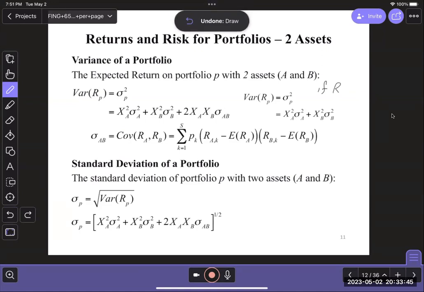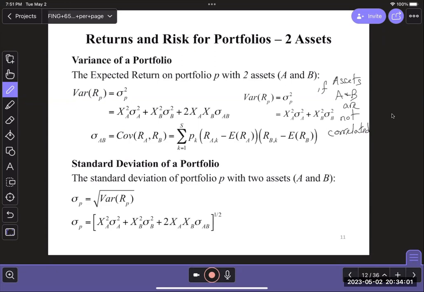Let me say it like this. If assets A and B are not correlated, in other words, sigma AB is equal to 0, then this last term disappears because that'll be 0. So it's very simple when there's no correlation between two assets. So which assets would not be correlated? I talked to you about the risk-free asset, remember?